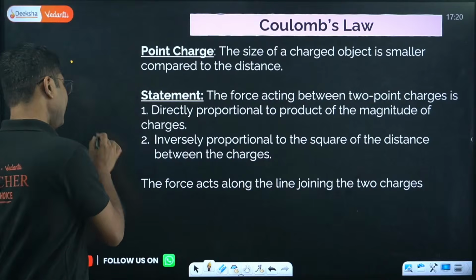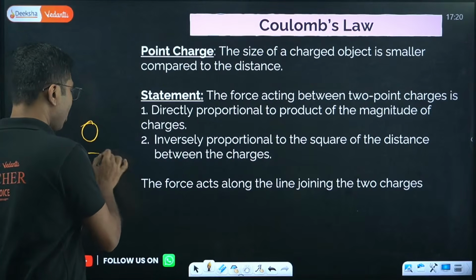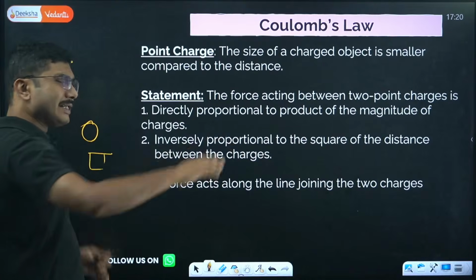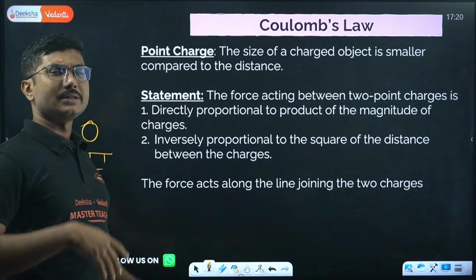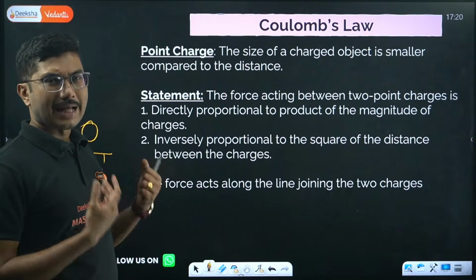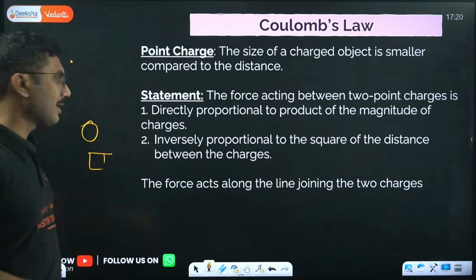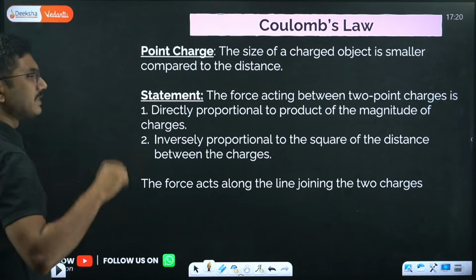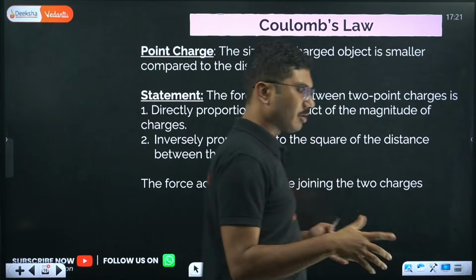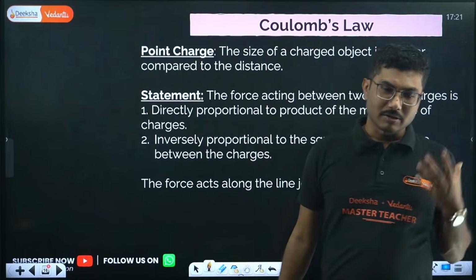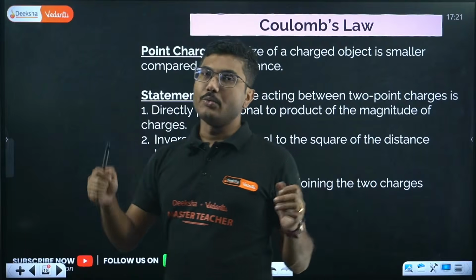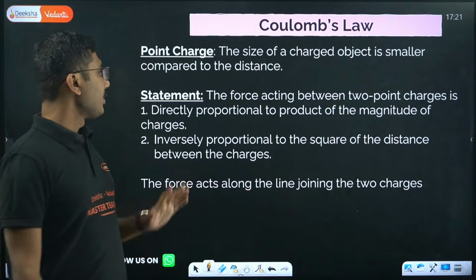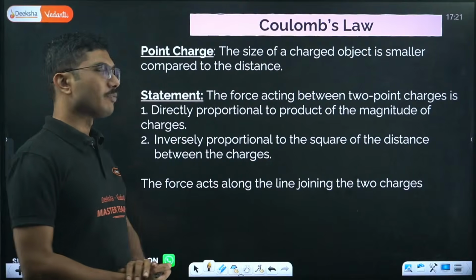So if the distance is large and the size is small, we can consider it to be a point charge. It can be a sphere, it can be a box, it can be anything, but if the distance we are considering is comprehensively bigger than the size of the object, then that sphere can also become a point. So it is not restricted to a simple single point, it can be an extended object as well. But as long as the distance is large, we can consider that object to be a point charge. Very simple.